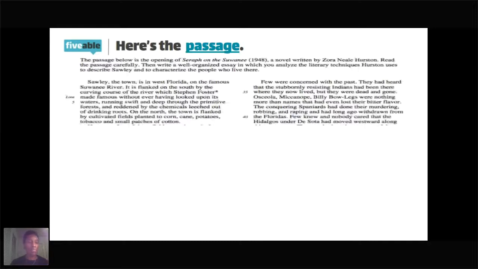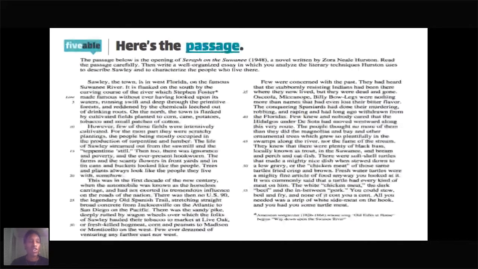And also, I hope you can see pretty well. So Solly, the town, is in West Florida, on the famous Suwannee River. It is flanked on the south by the curving course of the river, which Stephen Foster made famous without ever having looked upon its waters, running swift and deep through the primitive forests and reddened by the chemicals leached out of drinking roots. On the north, the town is flanked by cultivated fields planted to corn, cane, potatoes, tobacco, and small patches of cotton. So we get introduced to Sali here.